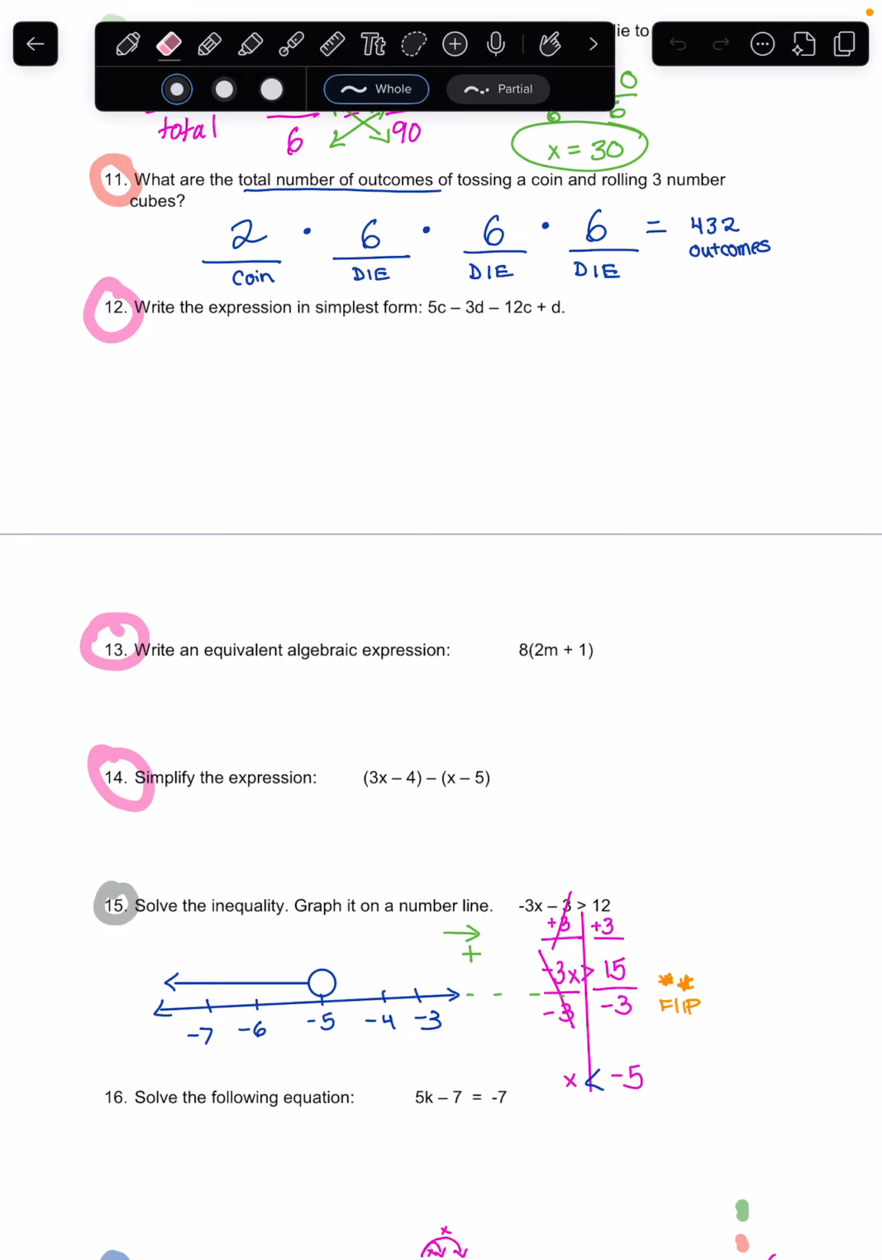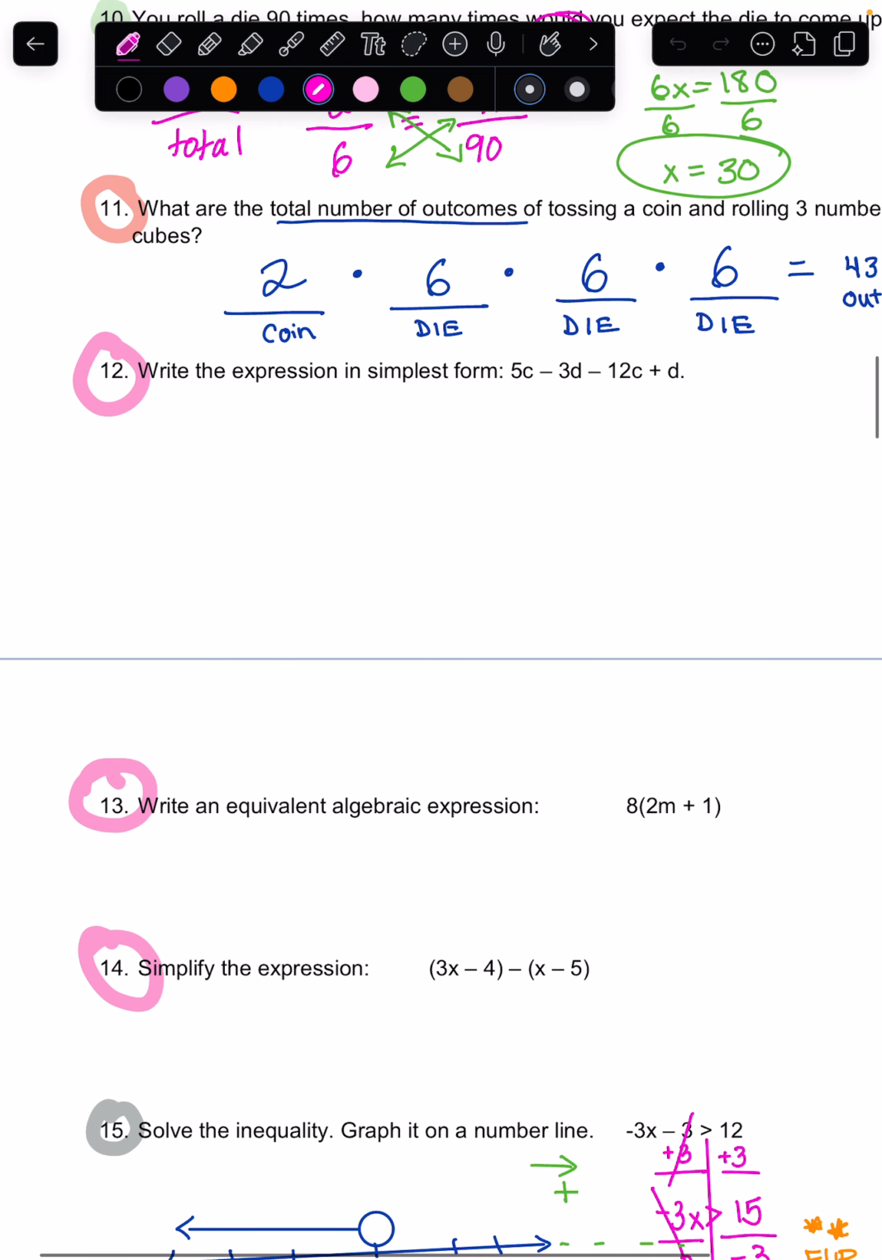So expressions are very similar to equations with the distinction that there are no equal signs. So you are not actually solving an expression. What you'll see on the final is some questions that ask you to simplify an expression or generate an equivalent expression. Basically, it means that you're doing the steps before the actual solving of a multi-step equation.